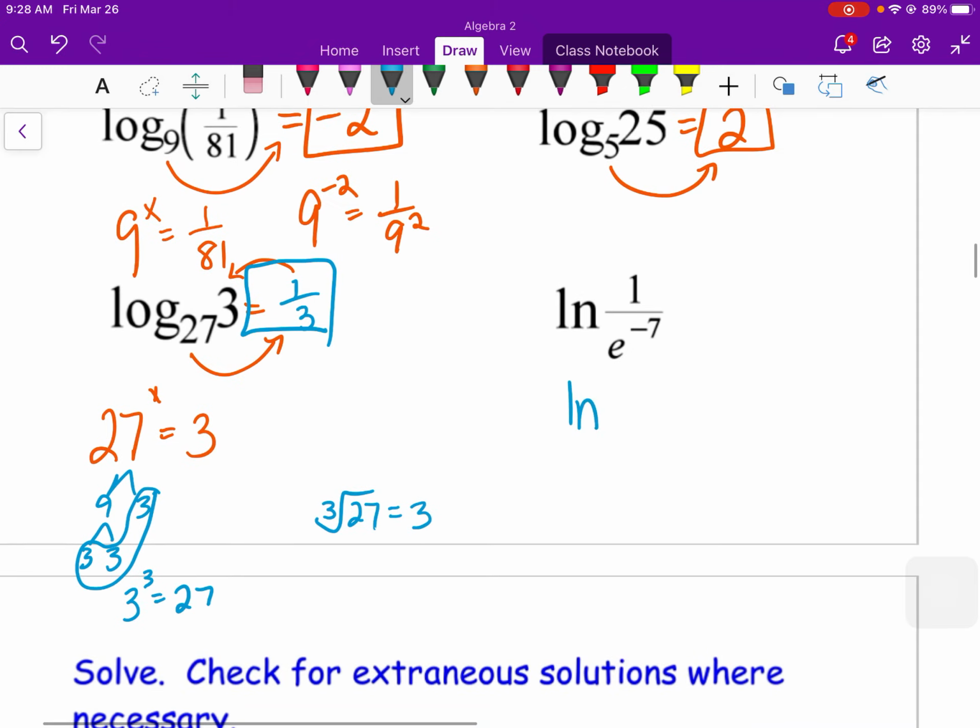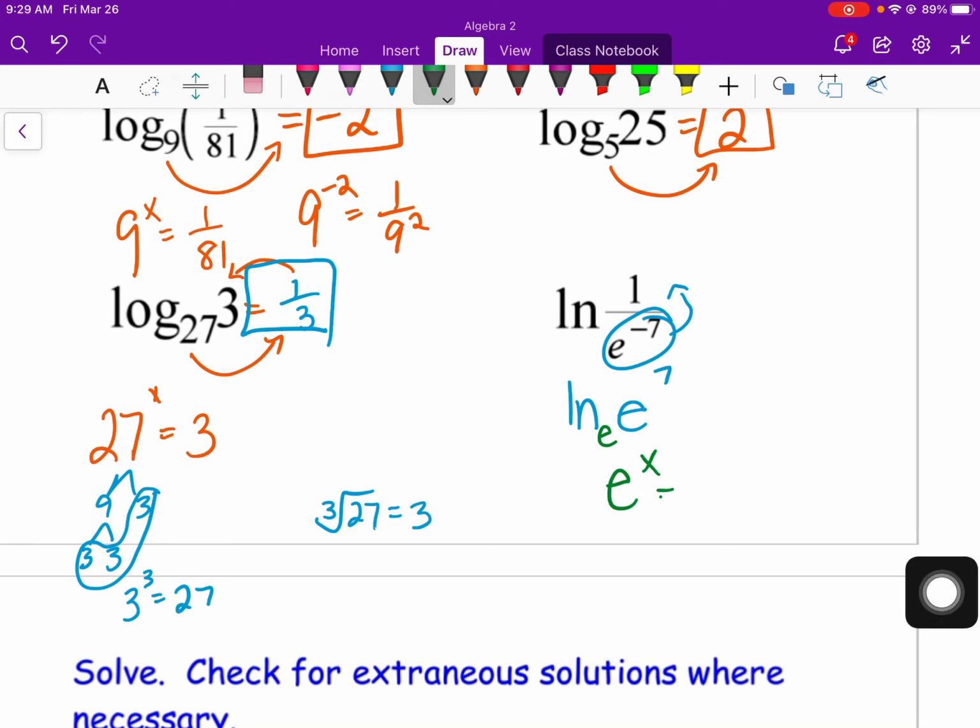I'm going to rewrite this first and have a positive exponent. So move this to our numerator and make it e to the positive 7. And then I have base e for ln. So really this cancels here and we just get 7. Another way to look at it though is to rewrite it in exponential. It'd be e to what power equals e to the 7th. And then you can see that it's x equals 7. So 7.